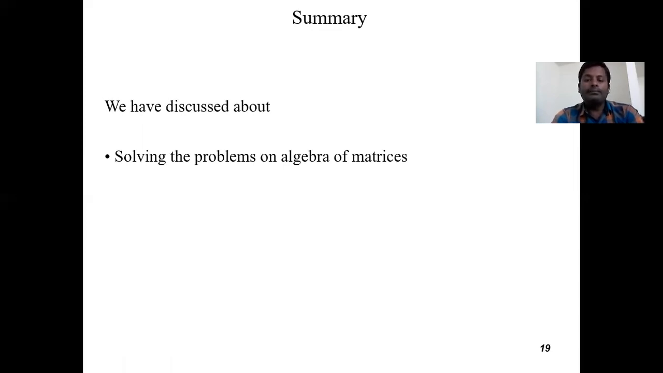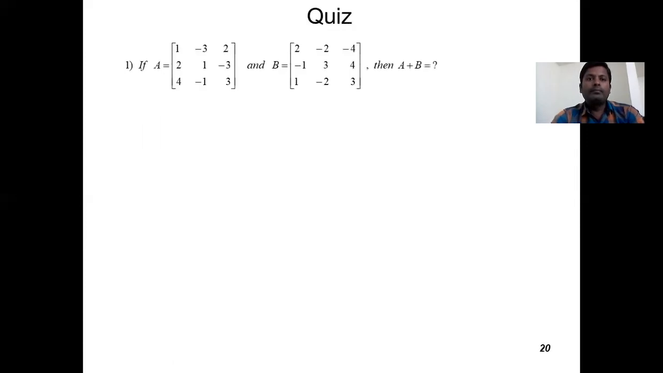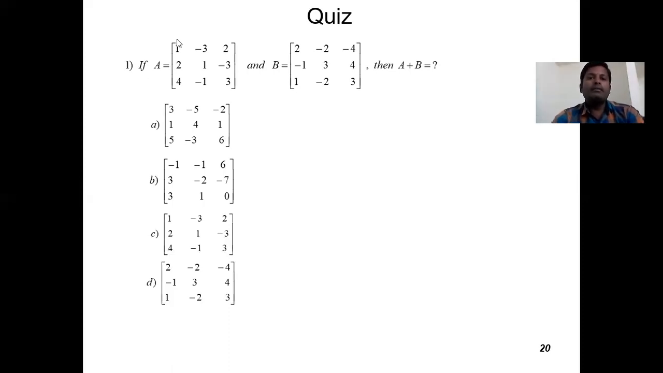Okay. Next we go to the quiz. Here, the first problem is given. If A is equal to 1 minus 3, 2, 2, 1 minus 3, 4 minus 1, 3, and B is given 2 minus 2 minus 4 minus 1, 3, 4, 1 minus 2, 3, then A plus B is equal to what? Here what we have to do? We can only do the addition of the 3 by 3 matrices. Just we add these two matrices.